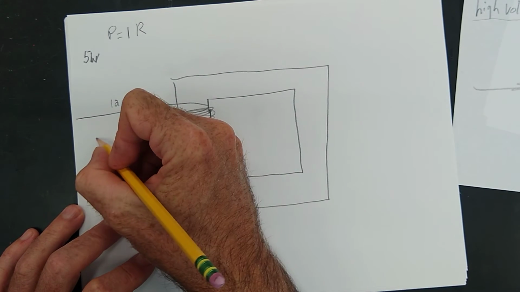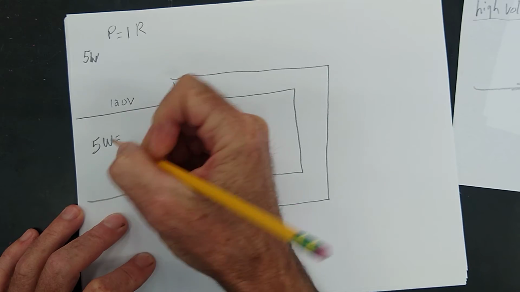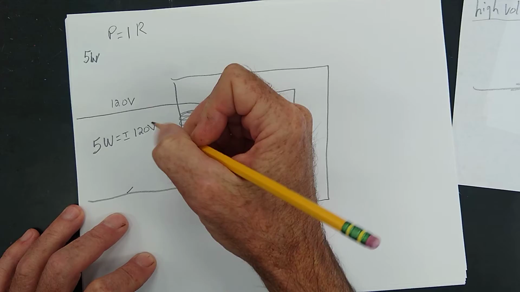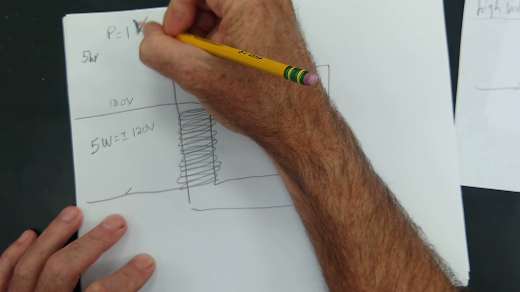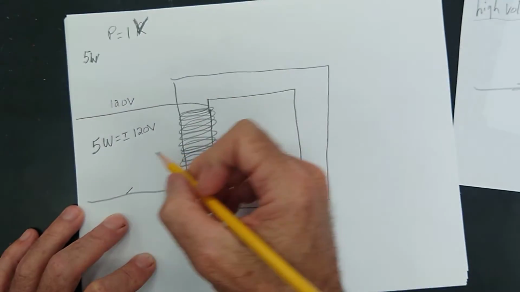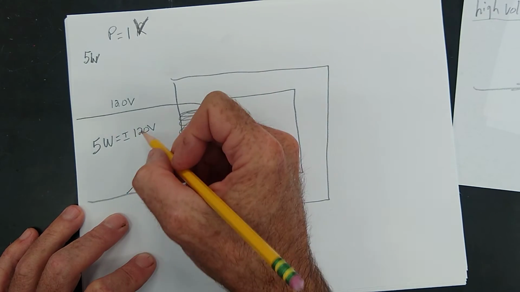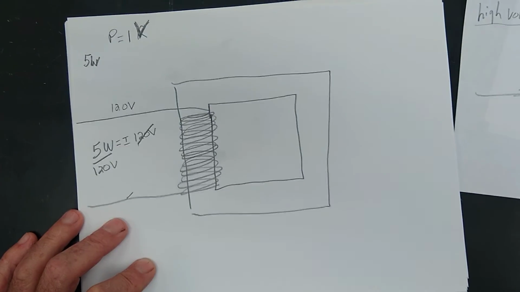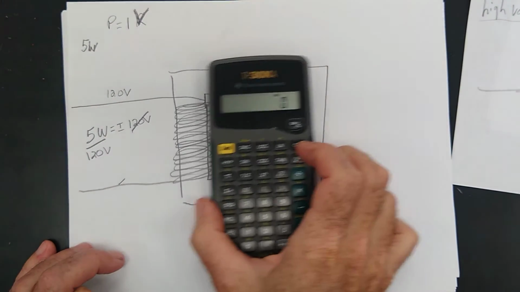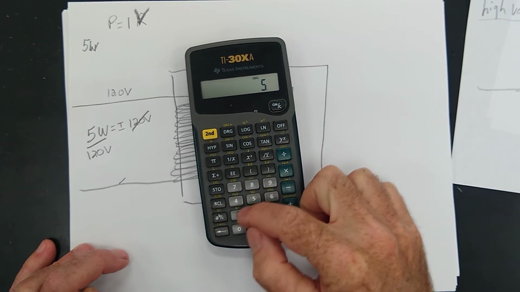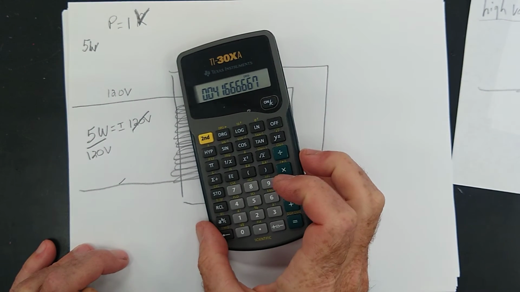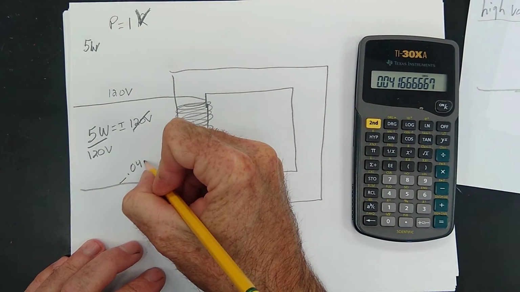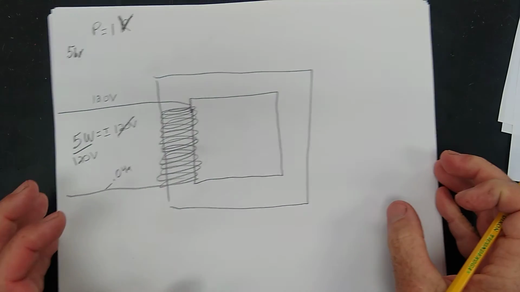All right, let's solve it. 5 watts is equal to some current times 120 volts. I'm sorry, this is supposed to be a V. All right, 120 volts. 5 divided by 120 is going to give you a very low number. 5 divided by 120, you're going to be using 0.04 amps. 0.04 amps.